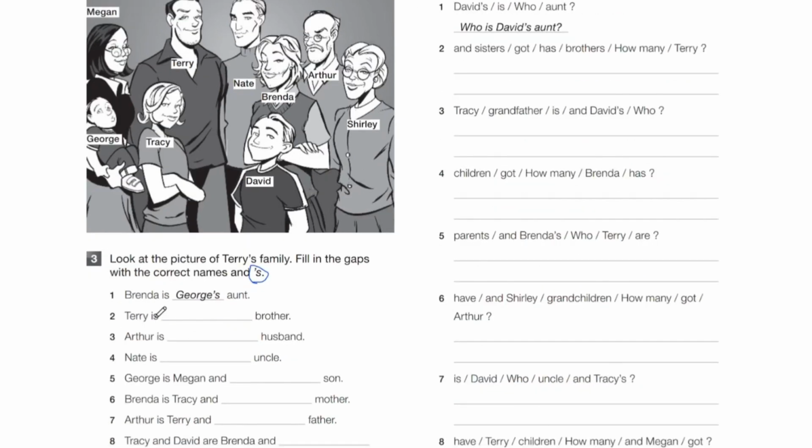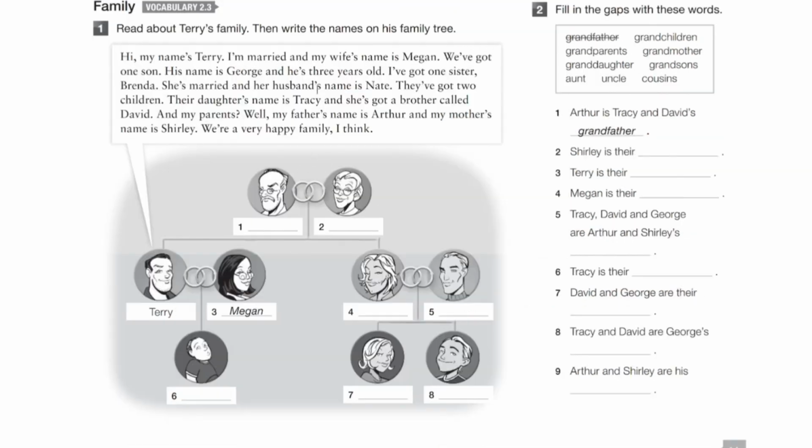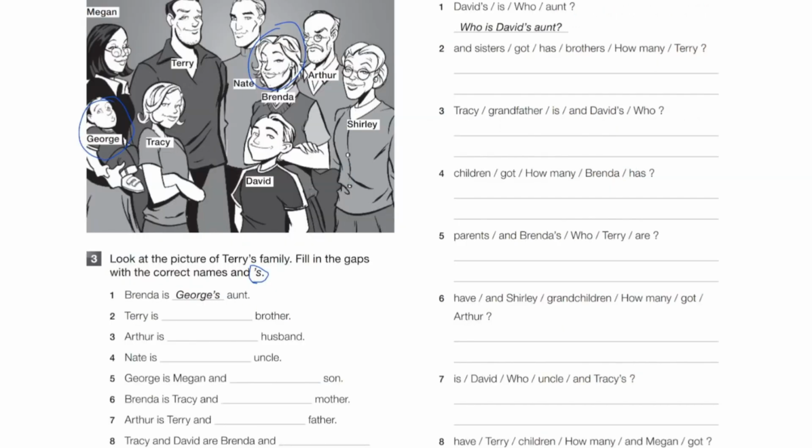Great. So Brenda is George's aunt. So we've got Brenda and George. The relationship between Brenda and George: Brenda is George's aunt. Now we've got here Terry, brother. As you can see from this information on page 11, Terry has got one sister, Brenda. So Terry is Brenda's brother, right? Terry is saying that he's got one sister, Brenda. So Terry is Brenda's brother.